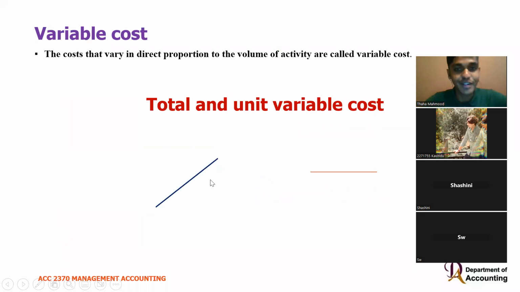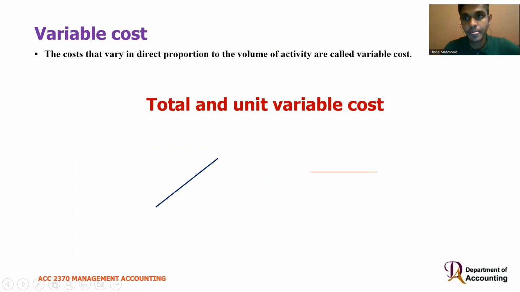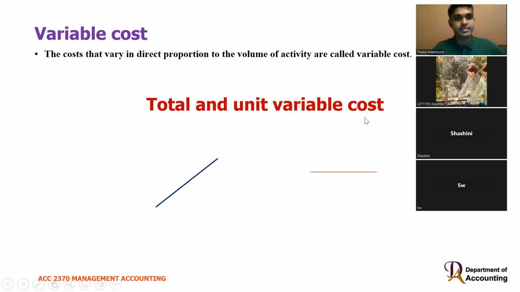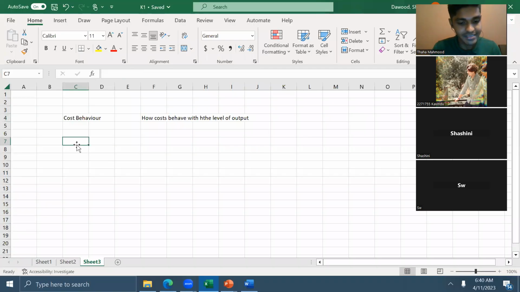So the first one is variable cost. Variable cost means cost which varies in direct proportion with the level of output. When output changes, in direct proportion to that the cost also will change. Let's start off with variable cost. You know this, so let's not waste too much time on this.